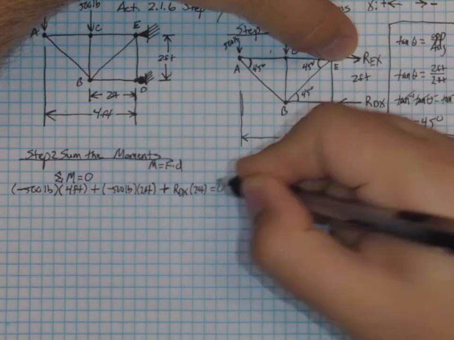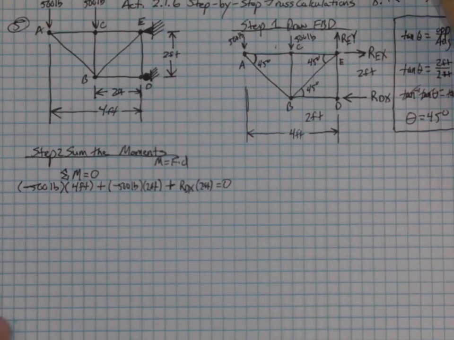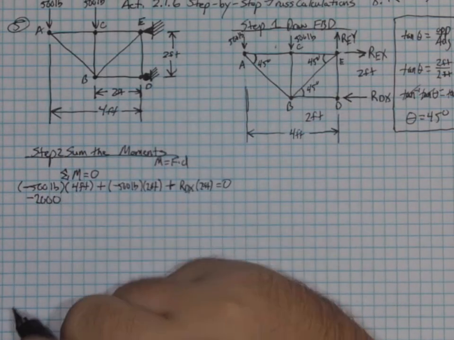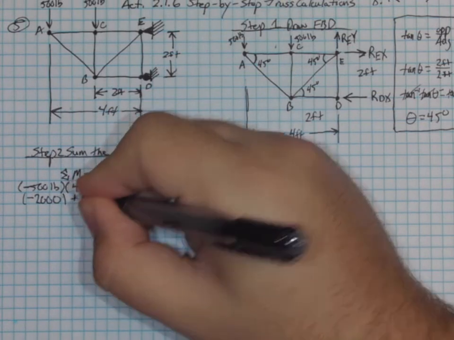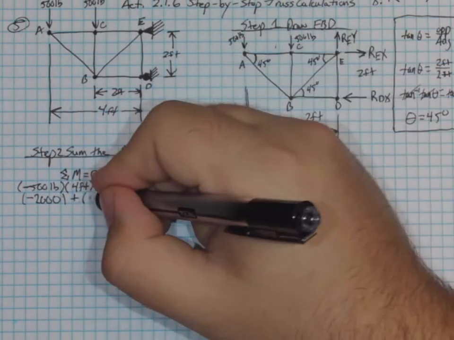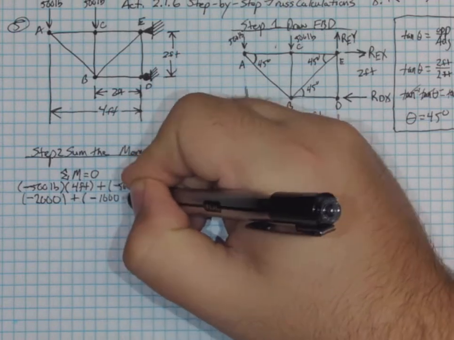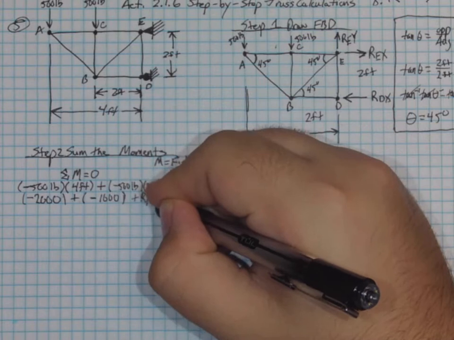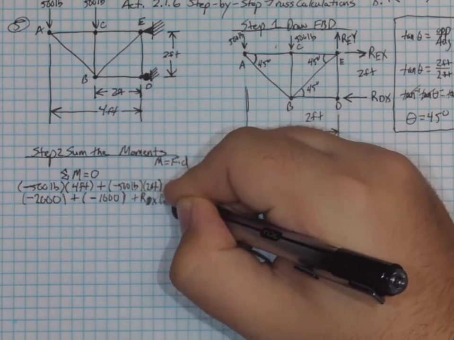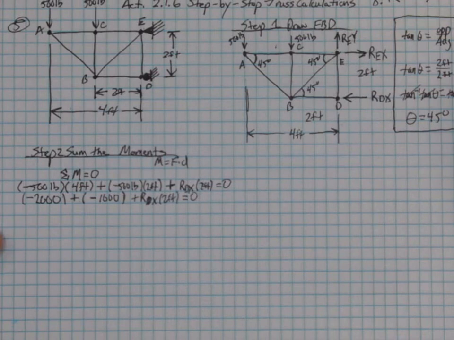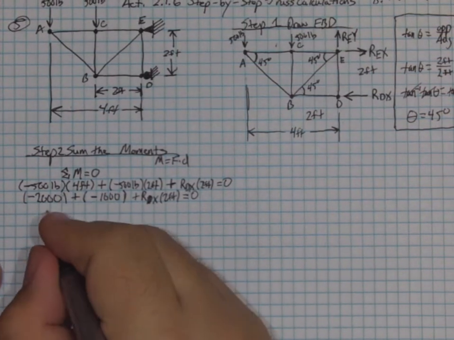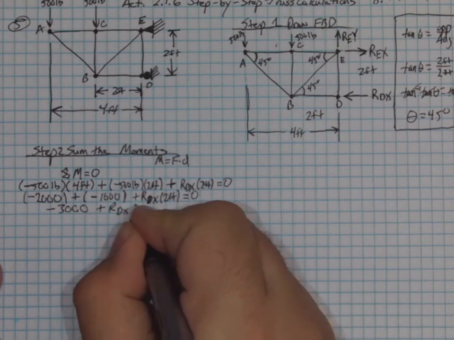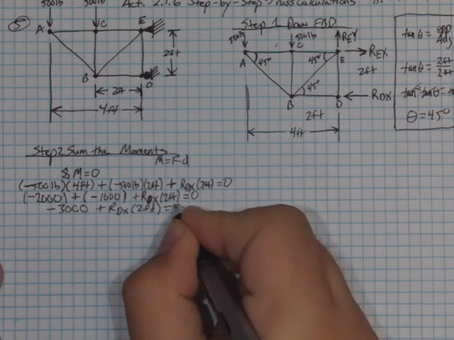And when I add those together, they're going to equal 0. So I'm going to start to do some simplification. Negative 2,000 pounds, 500 times 4, plus negative 500 times 2 gives me a negative 1,000. And then plus RDX times 2 feet, which is equal to 0. I look at combining like terms. So here I've got a negative 3,000 plus RDX times 2 feet equal to 0.